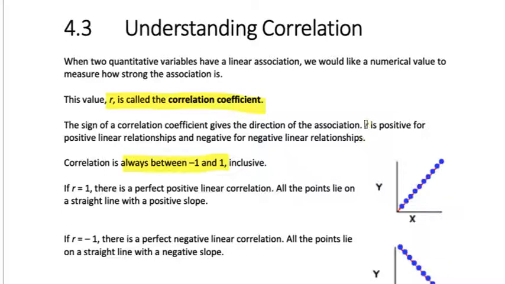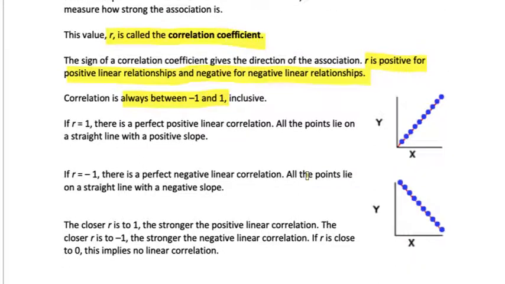The sign tells us whether there's a positive slope or a negative slope. So R is positive for positive linear relationships and negative for negative linear relationships. We're only using R for linear relationships here. If R is +1, that means the points lie exactly on a straight line with a positive slope. If R is -1, the points lie exactly on a straight line with negative slope.